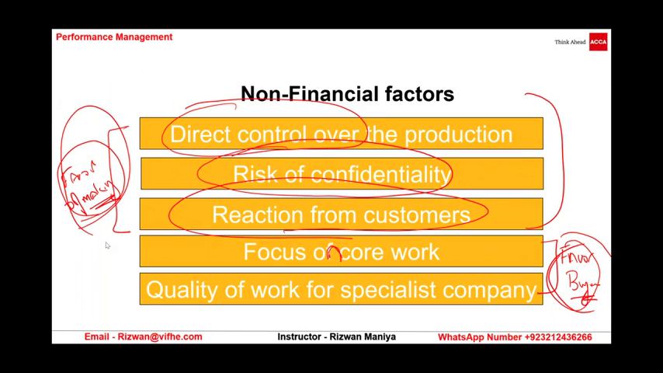Why are we taking variable cost? Because for decision making purposes, the relevant cost is variable cost. If you make, you will incur variable cost. If you buy, you will incur variable cost. Okay.